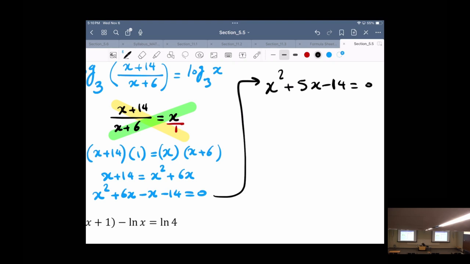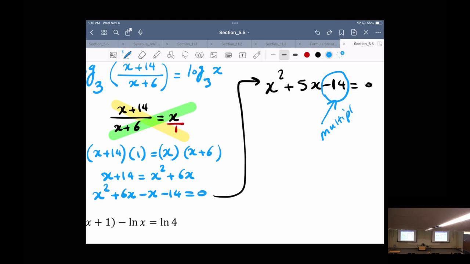Now we ask, what two values multiply to give us negative 14 and add up to give us 5? What two numbers do that? They multiply to give us negative 14. They add up to give us 5. So the only two numbers I can think of are 7 and negative 2, right? You multiply 7 by negative 2, you get negative 14. You add 7 and negative 2, you get positive 5.